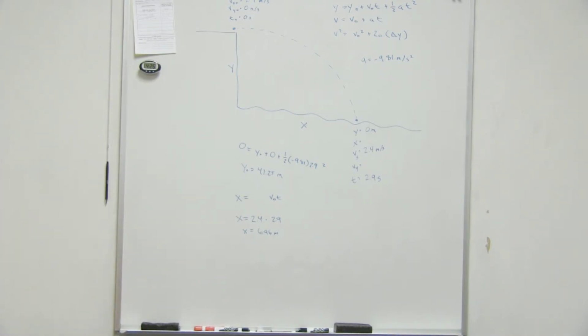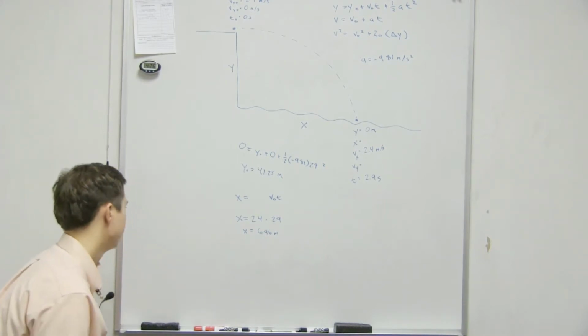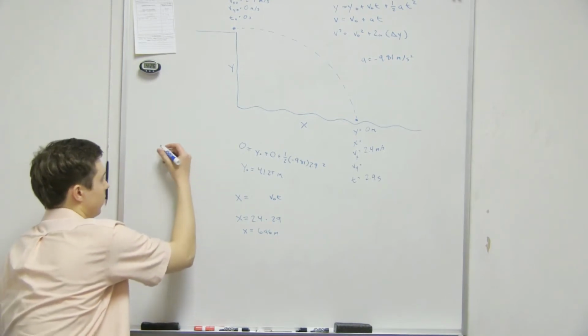v naught times t. And then for this next one, it wants how far it has fallen. How would I change those numbers up there? Would it just be... So that would be just a y problem.